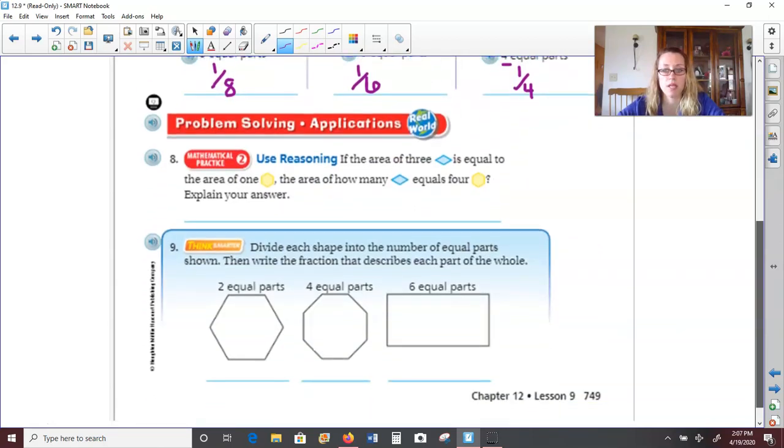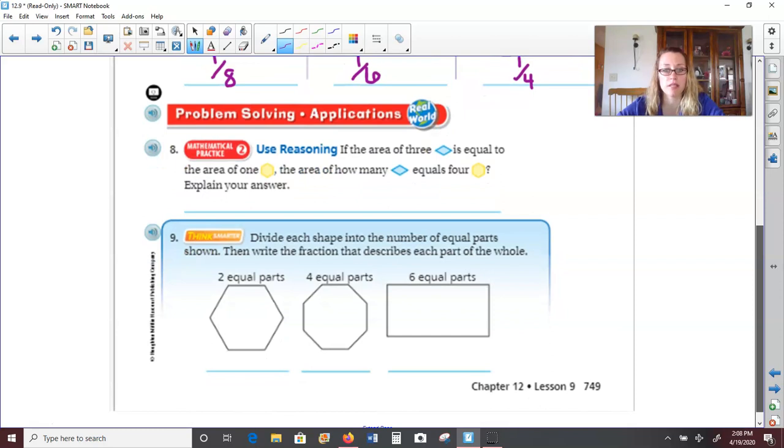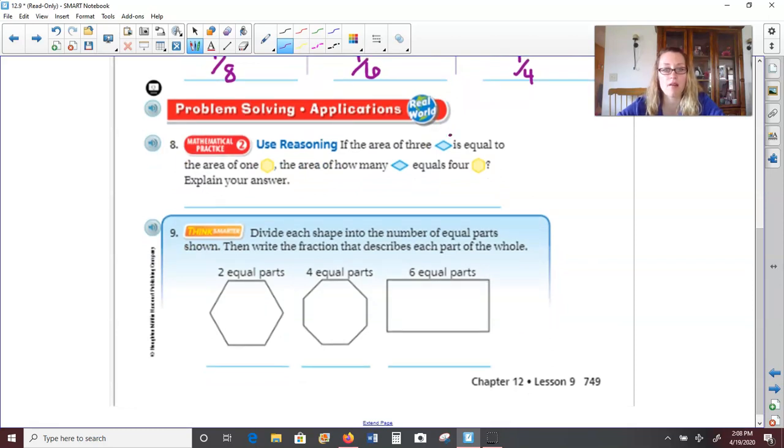All right, let's go down to the problem solving here. It says to use reasoning. If the area of 3 quadrilaterals is equal to the area of 1 hexagon, so it takes 3 of the blue shapes to make 1 of the yellow, the area of how many blue shapes would equal 4 yellow hexagons? So it took 3 blue to equal 1 yellow, and now we have 4 yellow.